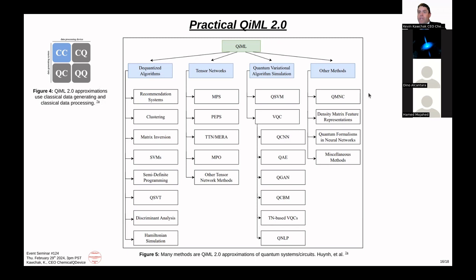So keep the classical data, but get inspired by the quantum instead of trying to do this purely like a quantum computer would. That was QiML 1.0. And there's other methods too.